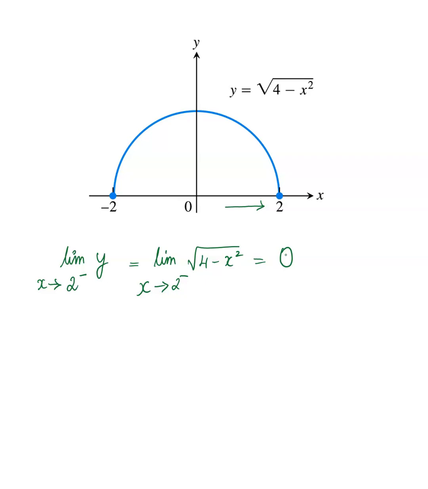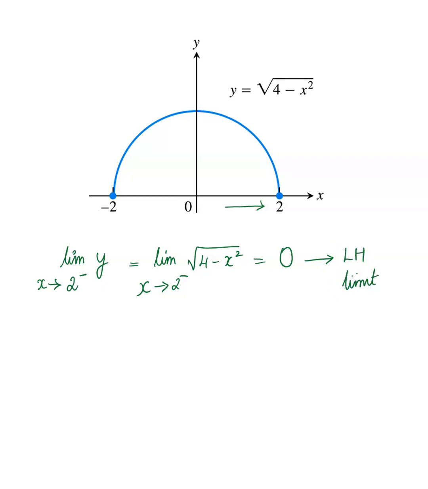Now let's talk about approaching 2 from the right. Is that possible? If I approach 2 from the right, I have to look for the function to the right of 2. Well, the domain is from -2 to 2, so we don't have anything beyond 2. So the right-hand limit for x approaching 2 does not exist. Okay, so this will be my left-hand limit.